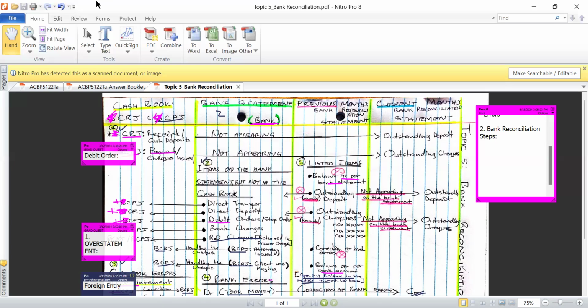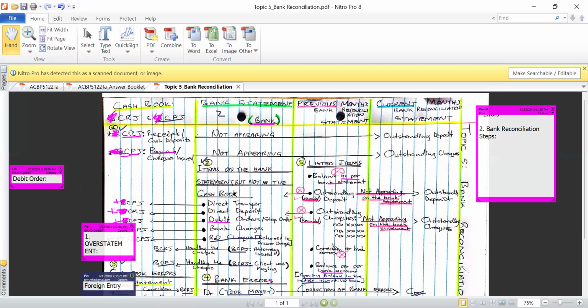So the first step is to do what? Is to compare credits on the bank statement against the bank column of the cash book receipts. And the differences are identified as requiring amendments or additions in the cash book. It's pretty much what you have here, which is what I've indicated as step 1 there.